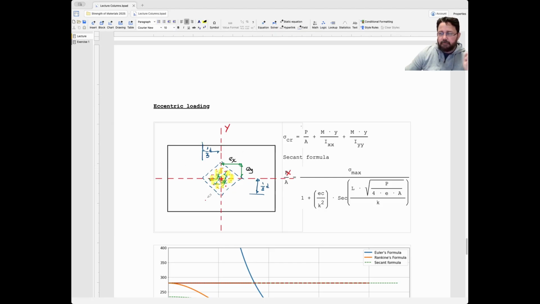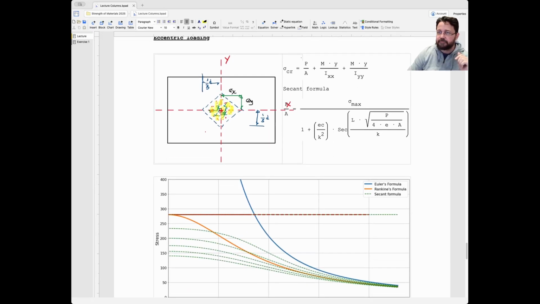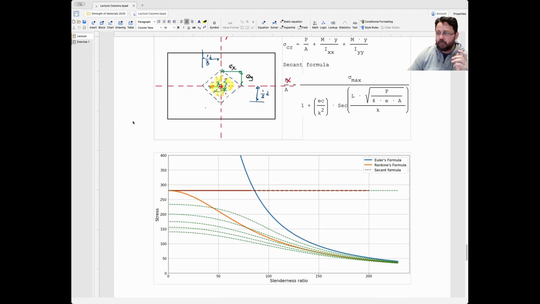So somebody came up, I don't recall the name or the group, with the secant formula. I don't know if I'm pronouncing it correctly. The secant formula is very similar to Rankine's. I put it here, because what I want to show you, well, you can know the equation and everything, but what I'm interested in is the core concept of this. The formula has P divided by A here, and it depends on the maximum stress, and one term which I believe is called the eccentricity ratio.